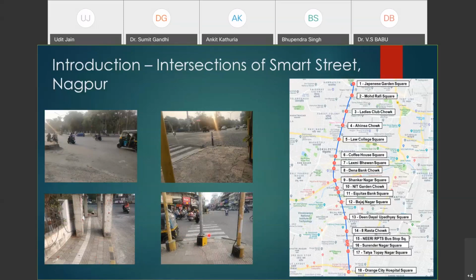These are just some common problems which we have seen that exist not just in Nagpur, but in several Indian cities, be it tier 1 cities, tier 2 cities, or tier 3 cities. And we will talk about these challenges today and what we can do to overcome them.